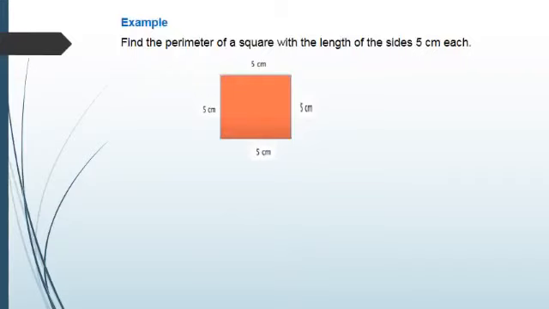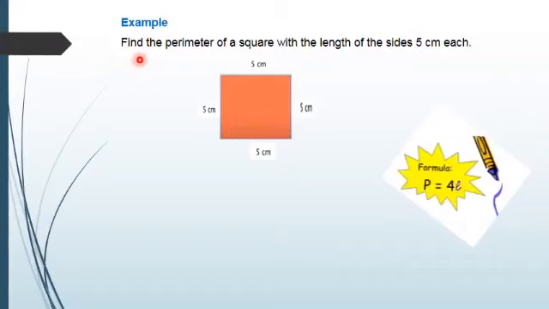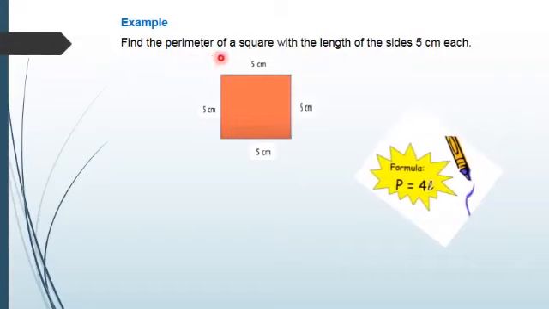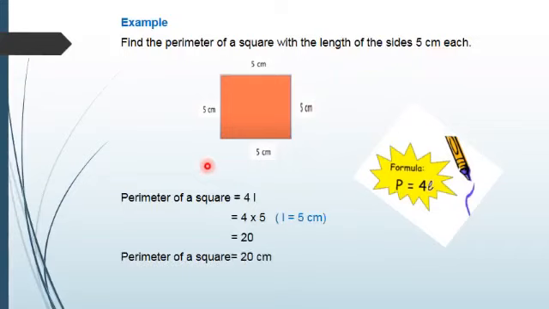Now, let's solve an example. In this example, we have to find the perimeter of a square with the length of the sides 5 cm each. We know the formula of the perimeter is 4L. So, we will apply the formula to this square. It will be equal to 4 into 5, as we have a length of 5 cm, and that will be equal to 20. So, the perimeter of a square with the length 5 cm is equal to 20 cm.